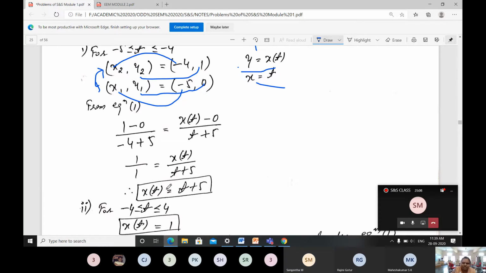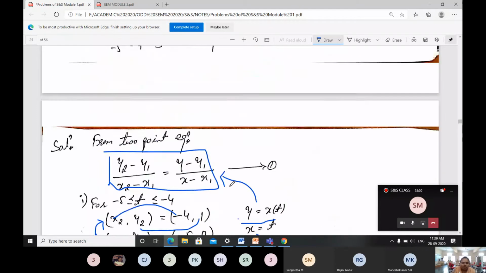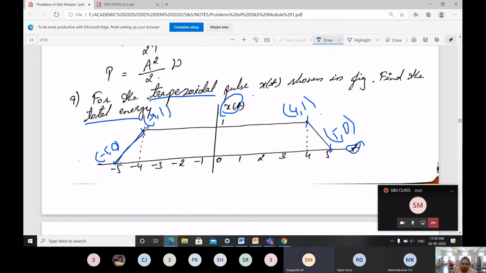X of t is going to be taken as t plus 5. If I cross multiply here, you will be getting x of t is equals to t plus 5. In the same way, for the range minus 4 to 4.